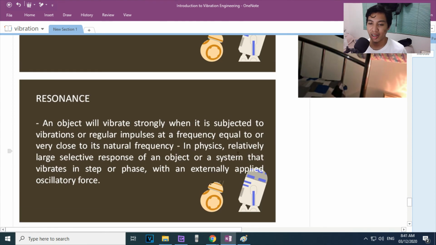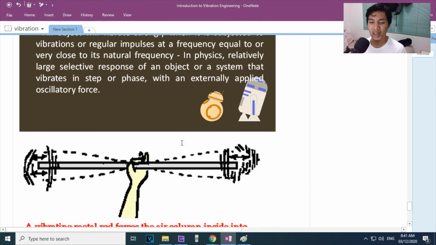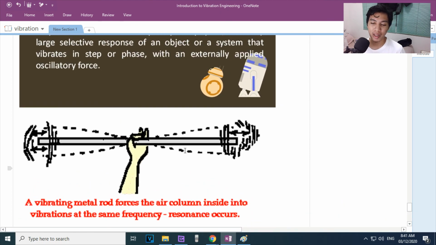Now, resonance. An object will vibrate strongly when it is subjected to vibrations or regular impulses at a frequency equal to or very close to its natural frequency. Now, in physics, a relatively large selective response of an object or a system that vibrates in step or phase with an externally applied oscillatory force. Ang hirap intindihin, sir. Kahit ako, nahihirapan. Ganito na lang. A vibrating metal rod forces the air column inside into vibration at the same frequency. Thus, resonance occurs.